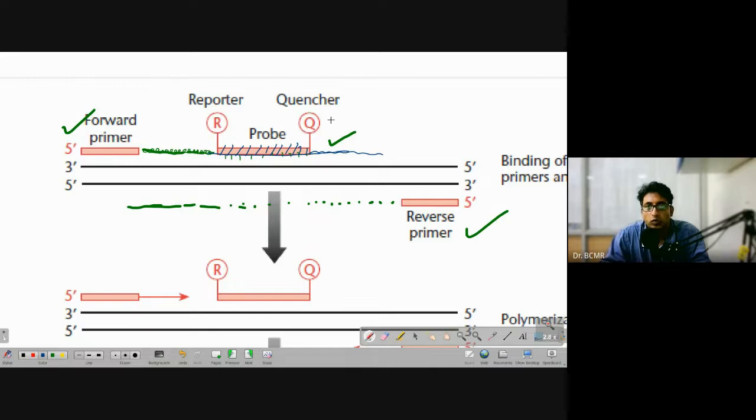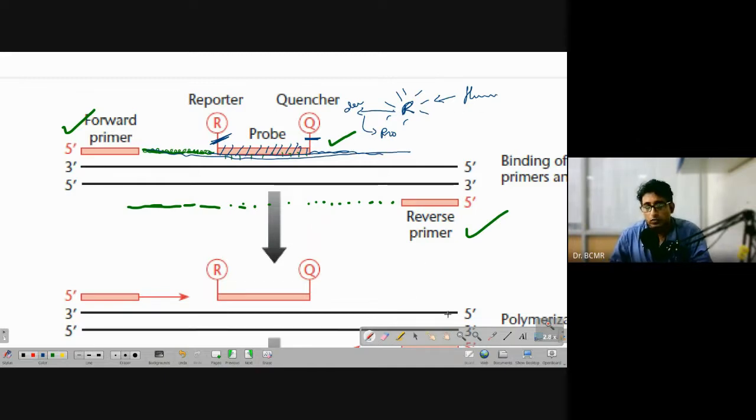As a result, the reporter is physically distant from the quencher, because of which the reporter dye will now fluoresce. So every time we see fluorescence, it means a free reporter, which means the probe is degraded. That means that the product is formed. This is the product, right? Product is formed like this. That is the meaning of it.